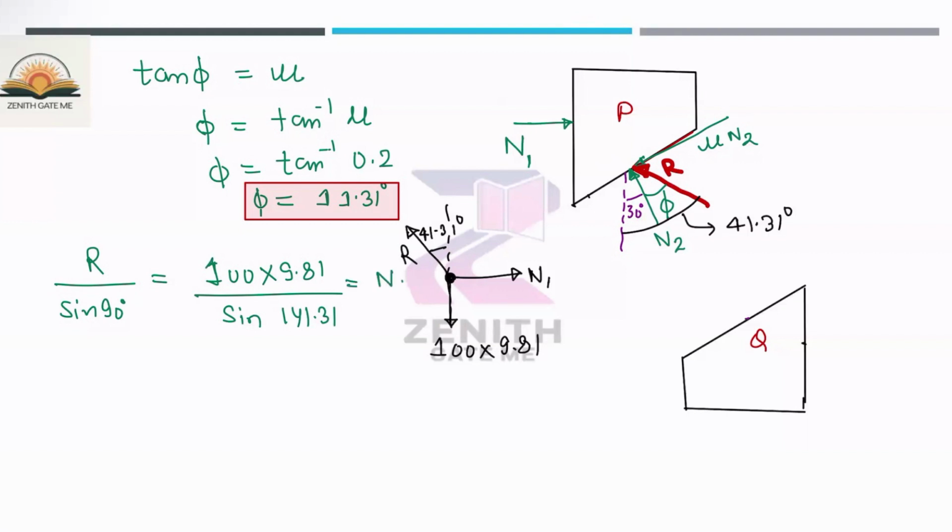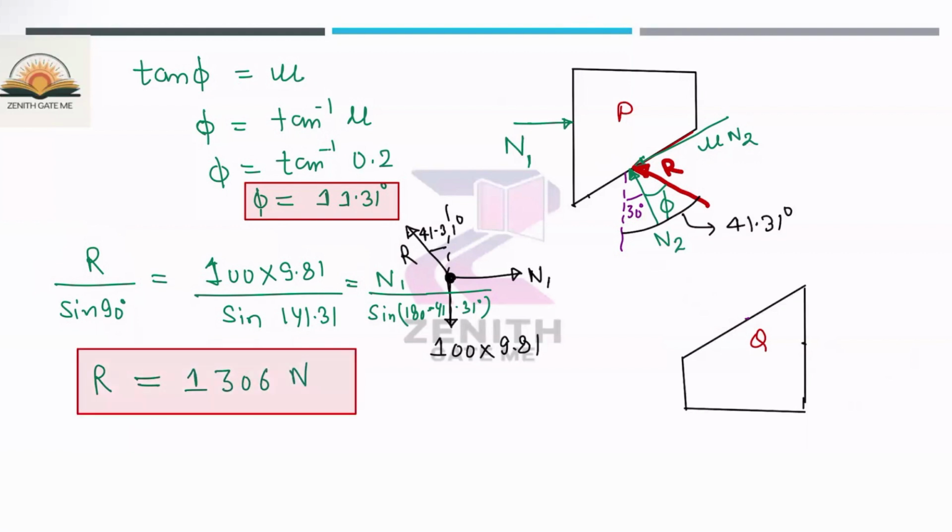And N1, you can write down sine(180 minus 41.31). From here, only two unknowns are there. If you equate these two, you will get the R value. If you equate these two, then you will get the N1 value. But I want the value of R only, because I will apply this resultant force here so that I equate it with the W force. So what is the value of R? Once you solve, you will get 1306 Newton.